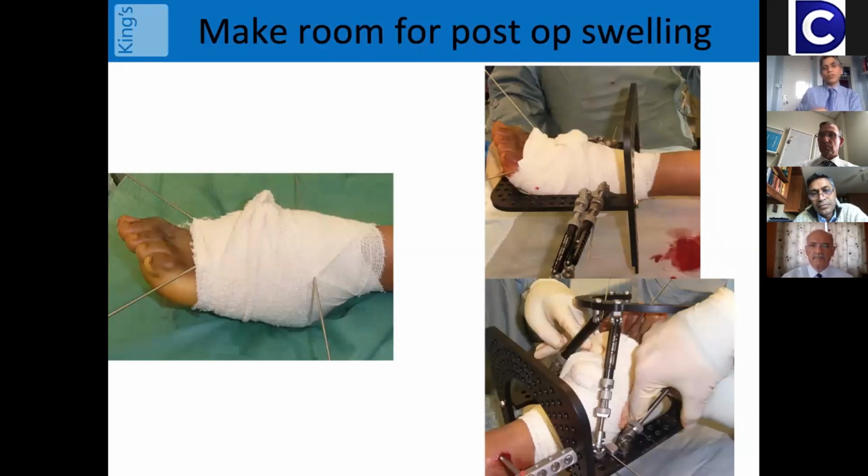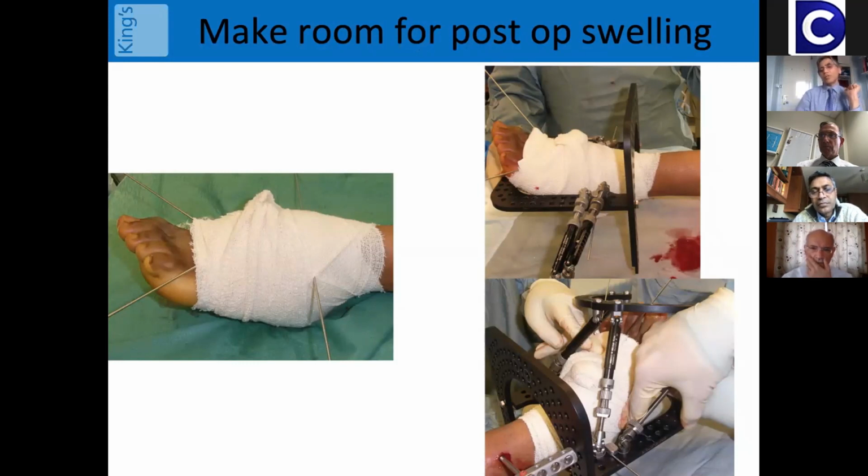And how do you do that? I just do all my soft tissue and bony surgery without tourniquet. I release the tourniquet, put pressure bandage. And that gives me an idea as to how swollen the foot is likely to be. I put 2 bulky swabs and put it.